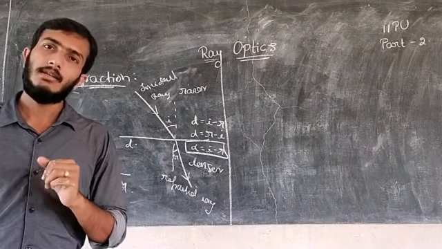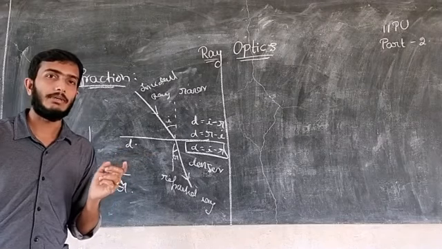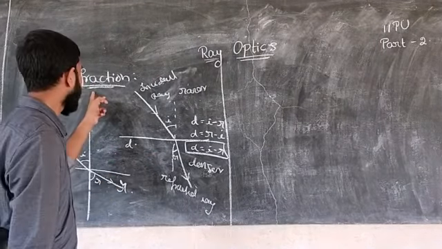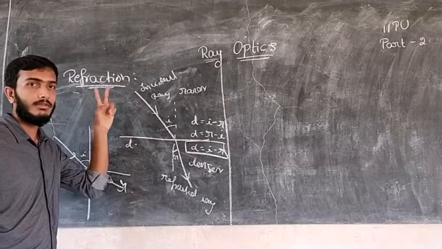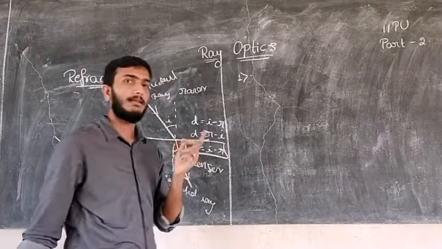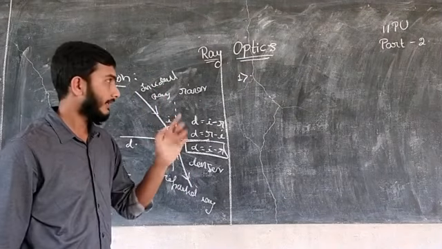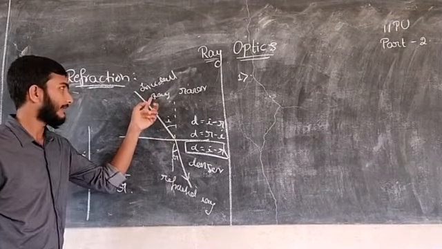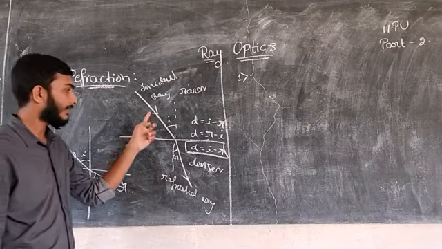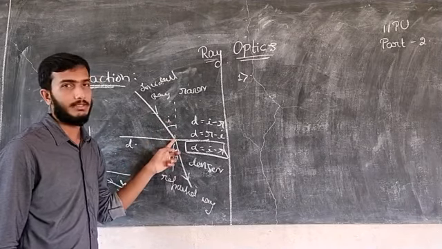Okay. Next, we know in the reflection part we have discussed two laws, right? So here also in refraction, two laws of refraction are given. The first one is similar to the reflection of light. That is, the incident ray, the refracted ray and the normal lie at the same point.